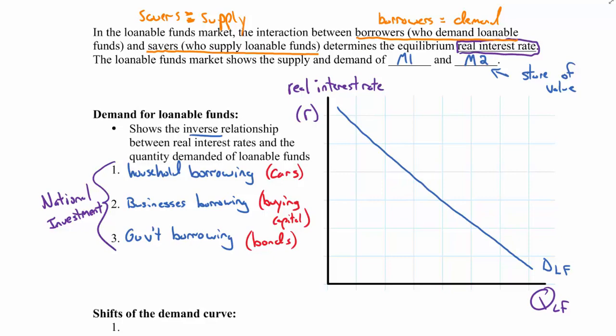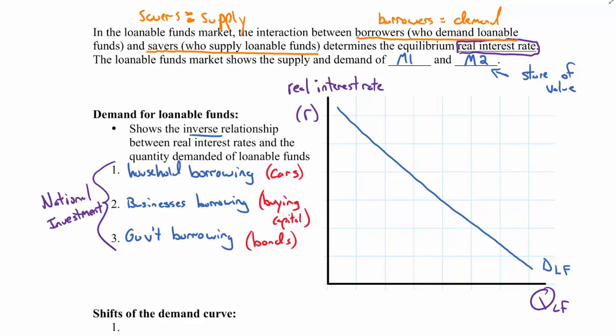The final one is one we haven't talked about much, and will talk about more in the future: government borrowing. This will be borrowing in order to pay for fiscal policy objectives, and they will do this by issuing and selling brand new bonds. Those are the three things that will lead to demand. All told, this will be our national investment. Household, business, and government borrowing will be our national investment.